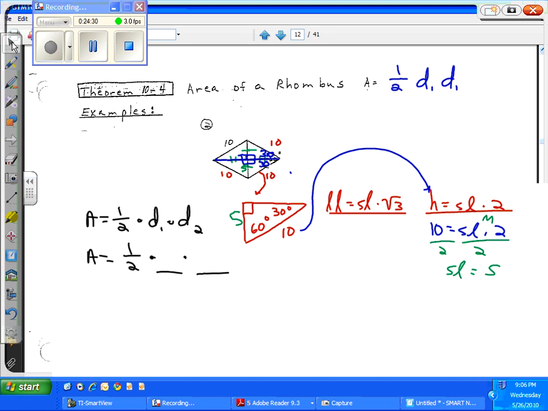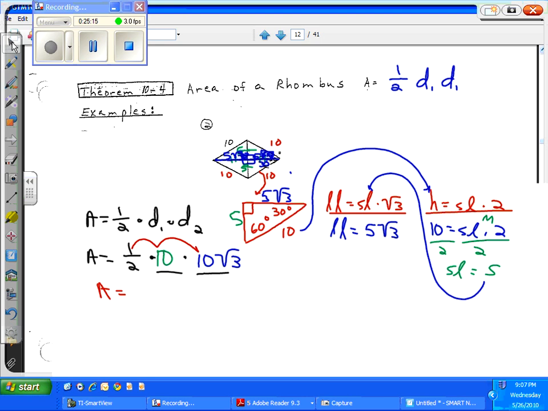Now, if that's 5, then the other piece is 5, which means the shorter diagonal is 10. Long leg equals the short leg we just found times square root 3. So this is 5 square root 3. So both of these are 5 square root 3, and two 5 square root 3's is 10 square root 3. So we have our diagonals, double the 5, 10, double the 5 square root 3, 10 square root 3.